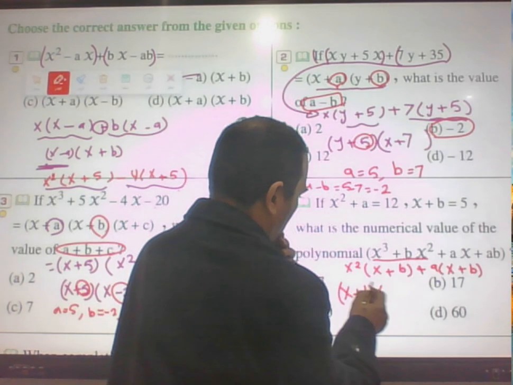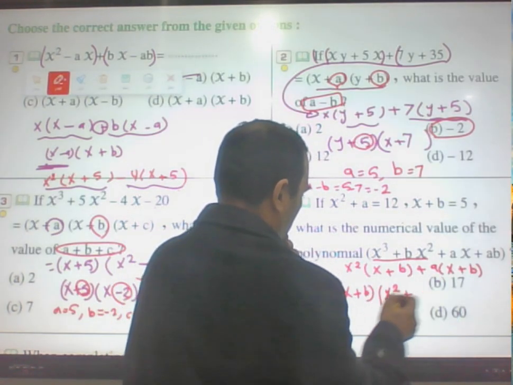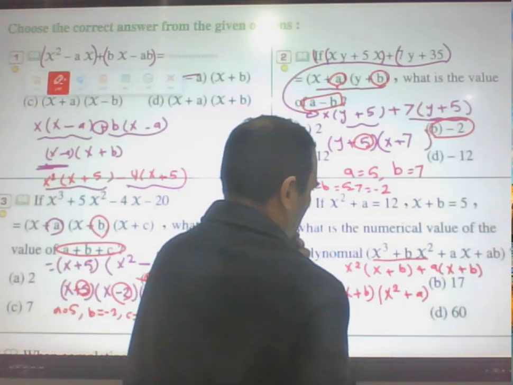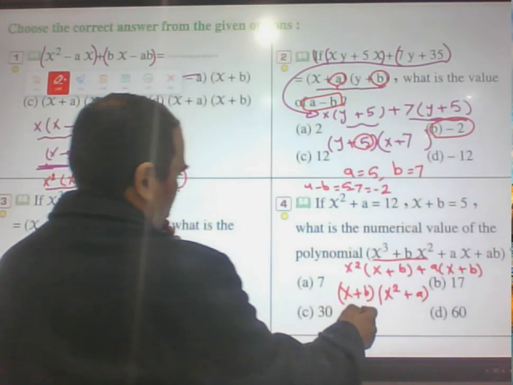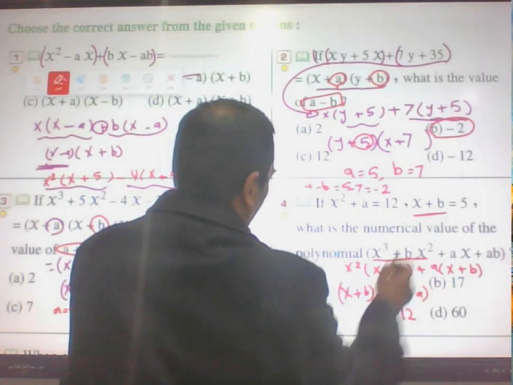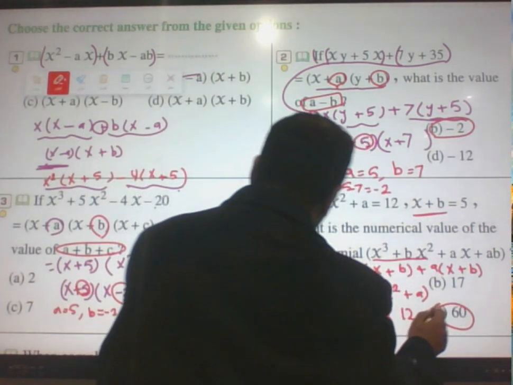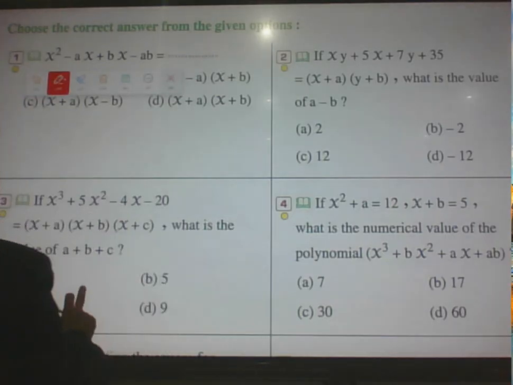The first expression divided by the common factor will be x power 2, and here divided by x plus b equals a. Then he gave me the value of the first as 12, and the second, x plus b, is 5. 12 times 5 is 60. Then the answer here will be 60, letter D. Next question down.